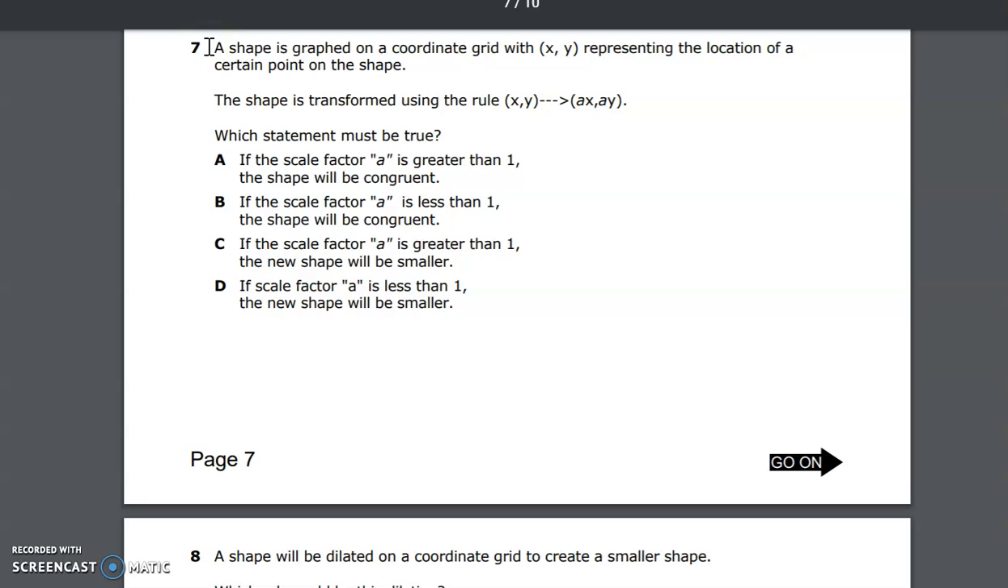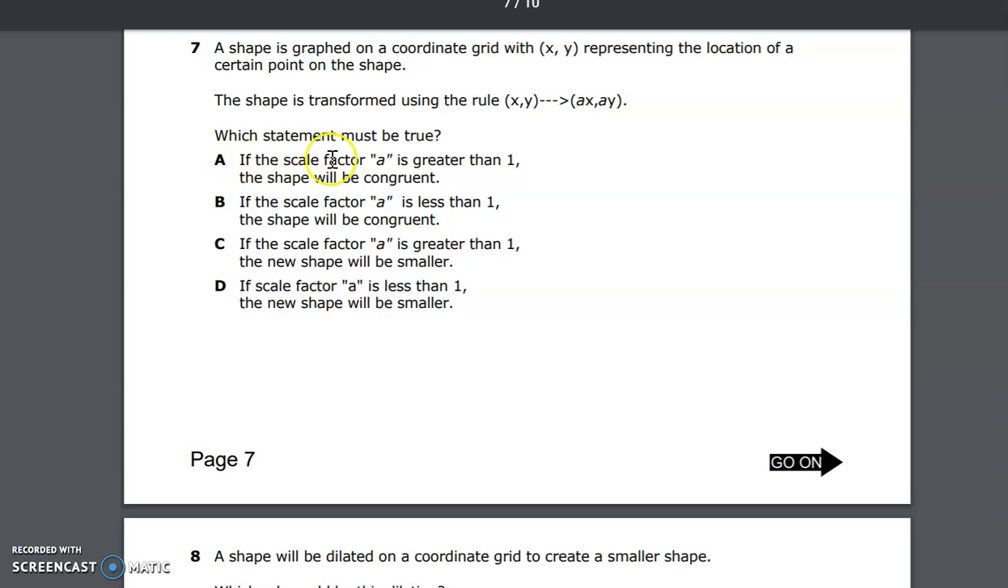Number 7, a shape is graphed on a coordinate grid with xy representing the location of a certain point on the shape. The shape is transformed using the rule xy becomes ax, ay, where a is like the scale factor. Which statement must be true?